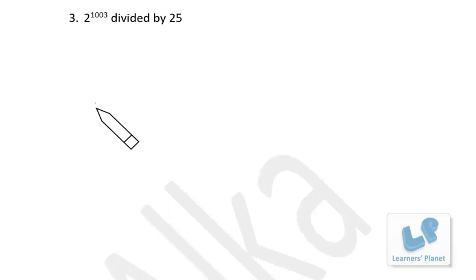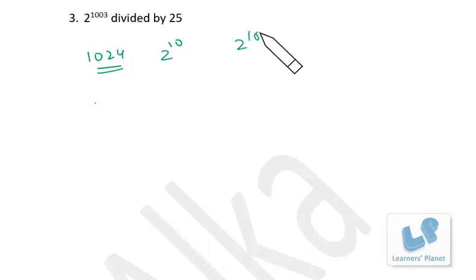Now see this, 2 raised to 1003 divided by 25. 25 and 2 raised to 1003. If you can think of 1024, that will be great, because that's 2 raised to 10 and that is just 1 less than a multiple of 25. Okay, so what you can do is, I can write it as 2 raised to 1000 into 2 raised to 3. Okay, so 2 raised to 1000 can be written as 2 raised to 10 raised to 100 into, this is 8.